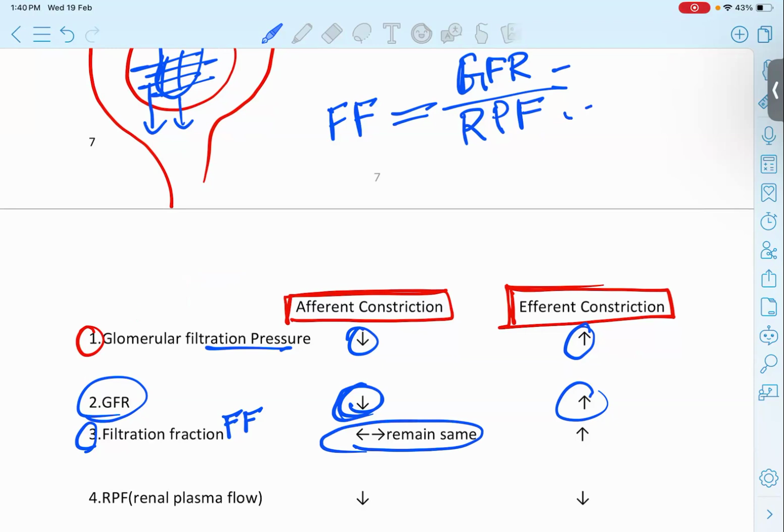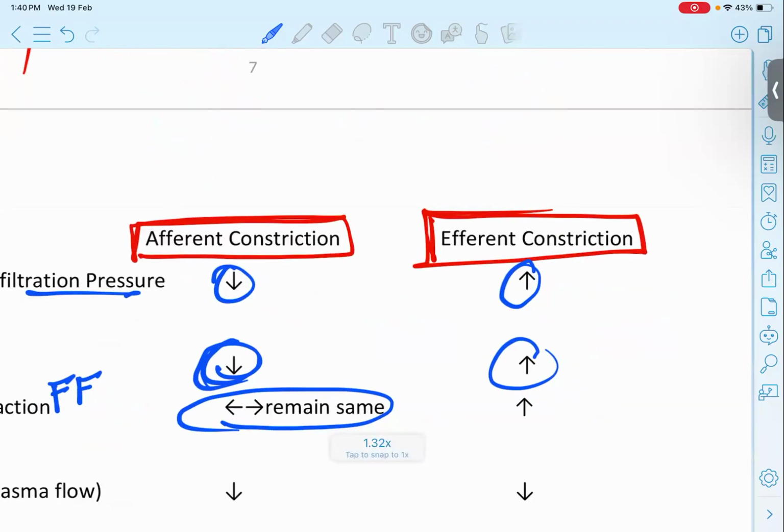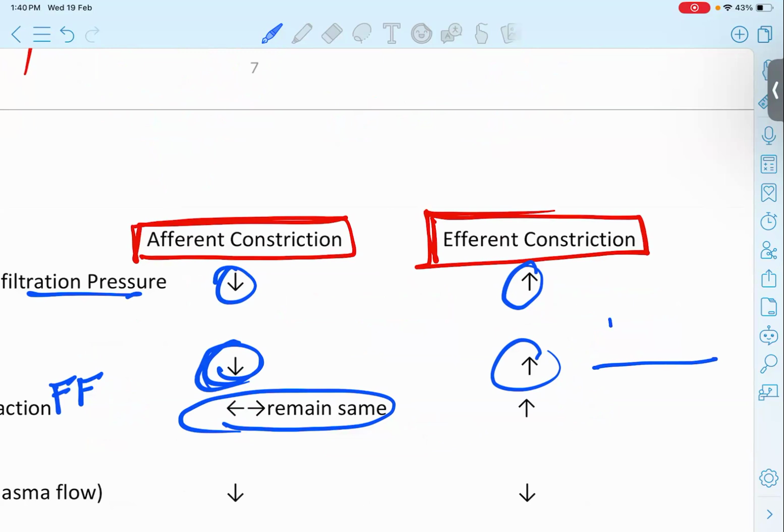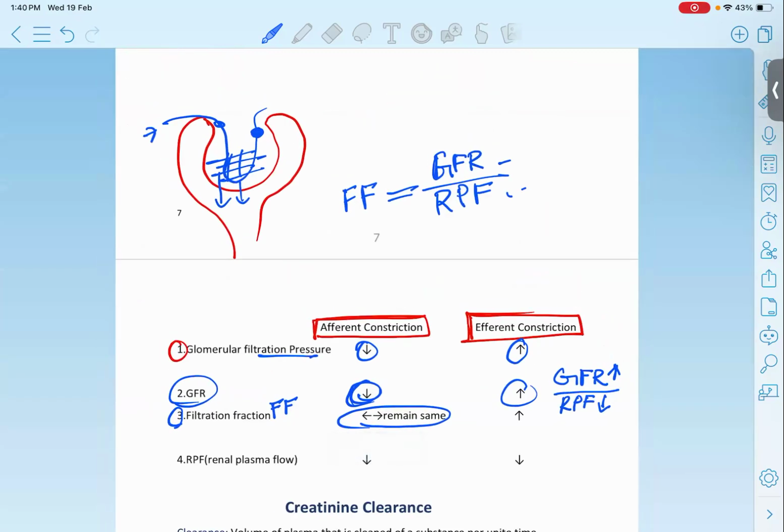But if there is an efferent arteriolar constriction, then what would happen? If efferent arteriolar constriction, GFR will increase, renal plasma flow will decrease. Why will renal plasma flow decrease? If there is an efferent constriction, let me show you here. If there is an efferent arteriolar constriction, GFR will increase because the glomerular filtration pressure is increasing.